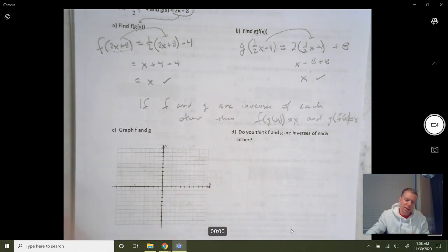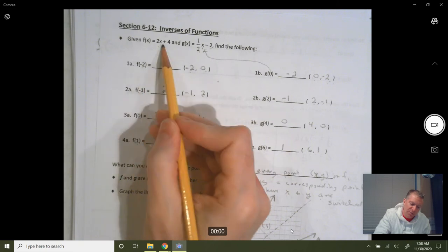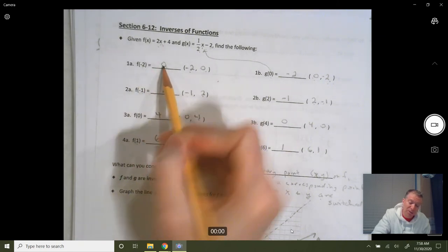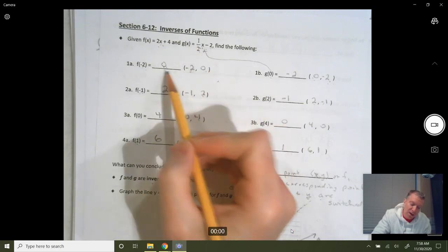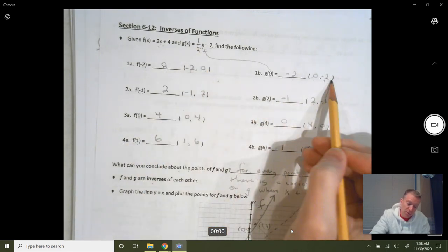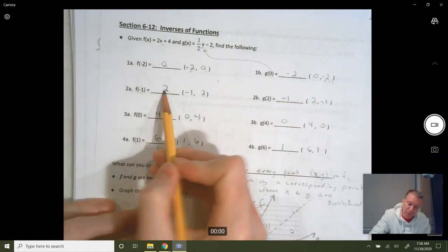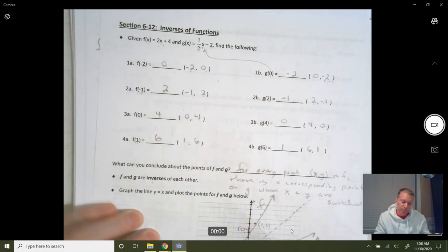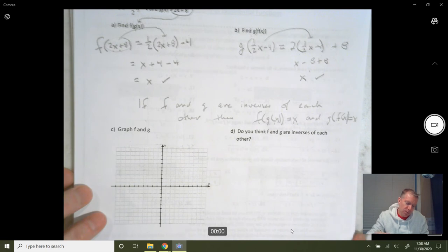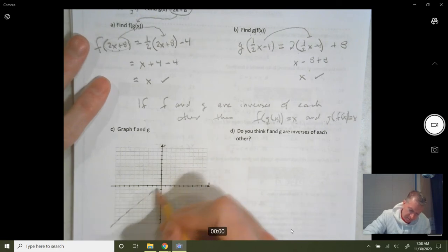You can kind of see that happened here. We put -2 into the f function. It spits out 0. Now you put 0 into the g function. It undoes everything, and you get back to that original -2, the -2 you started with. Put -1 into f, it spits out a 2. You put 2 into the inverse, and it undoes everything, and you spit out that original -1. So do we think these are inverses of each other? Yes, they are.